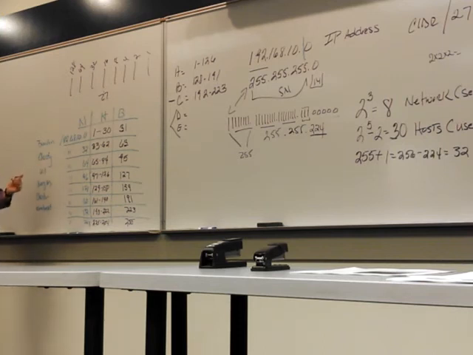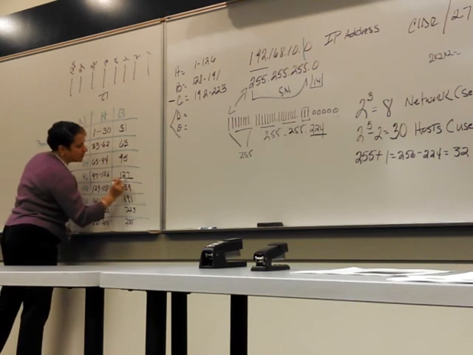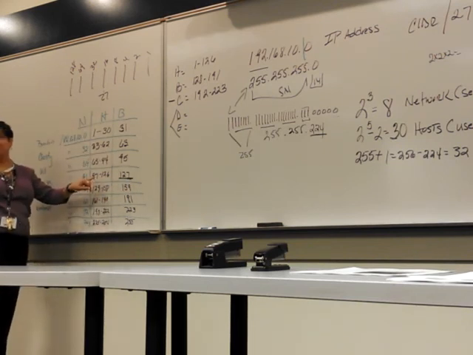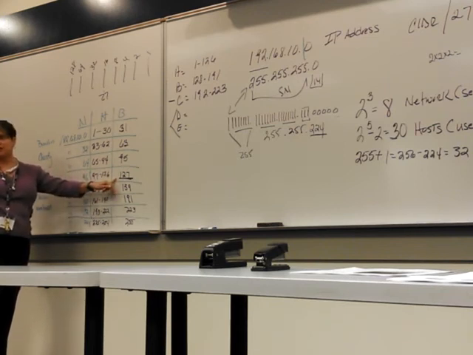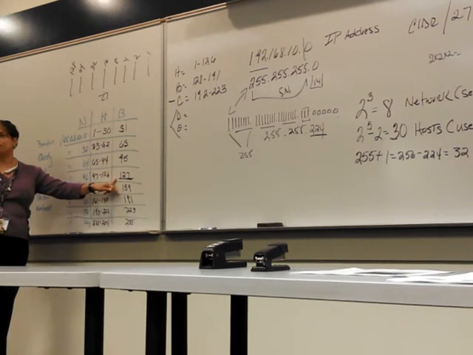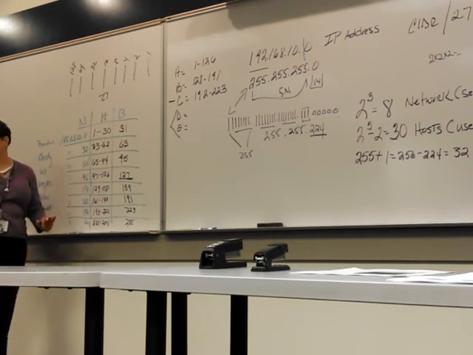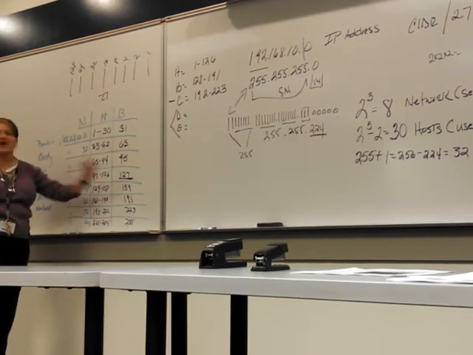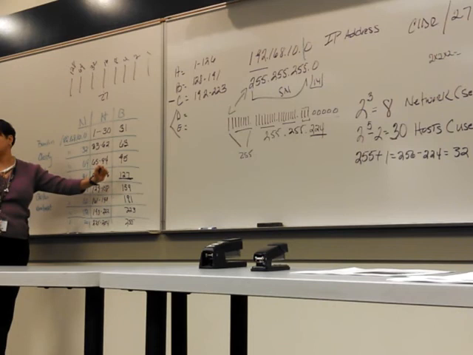So here are some key things I tell you to look for. First of all, 127 will always be in the broadcast column. If you're doing the chart and you got 127 in the host column, you got a mathematical error. Why? Because 127 is a reserved address, the loopback. It'll never be in this column. So I don't care what class you're doing, if it has a 127 in it, it's going to be in the last column.